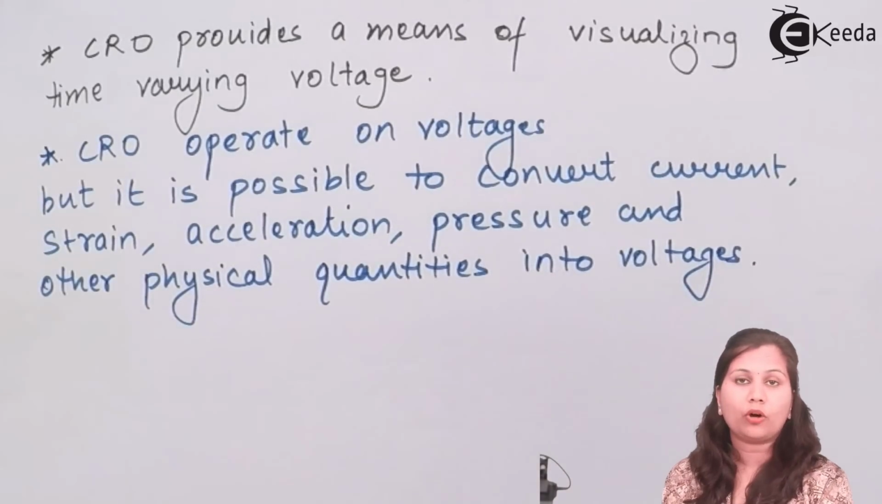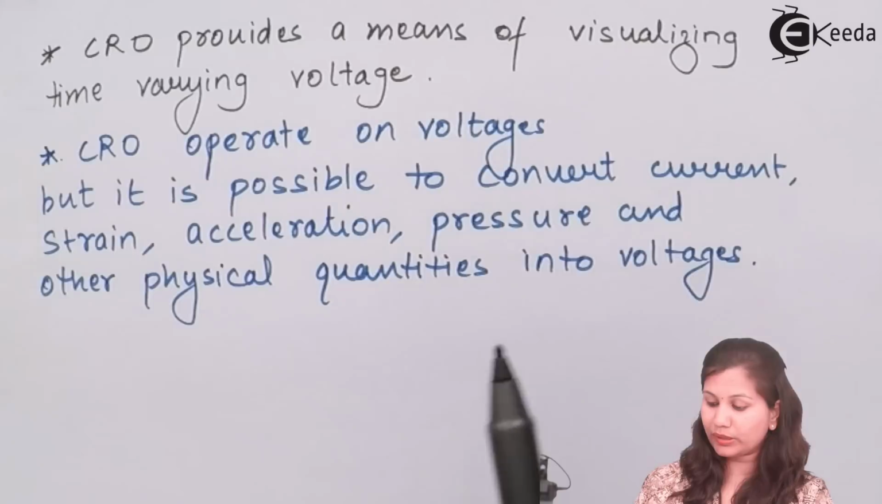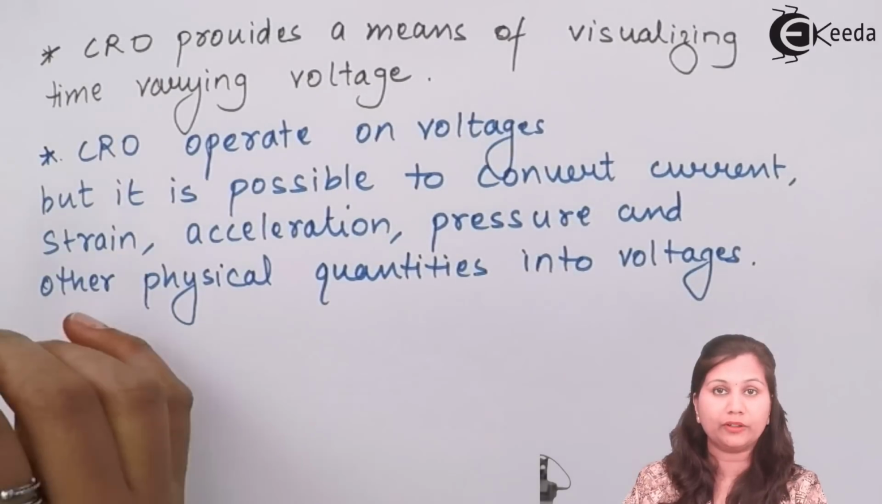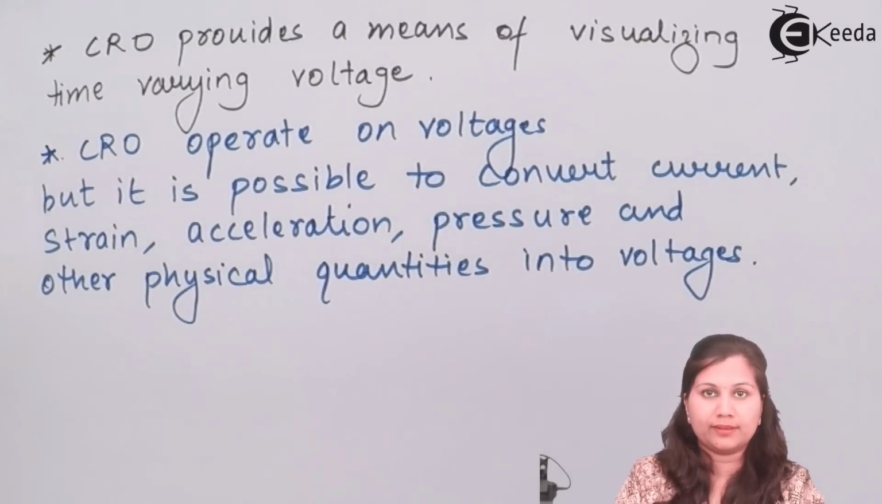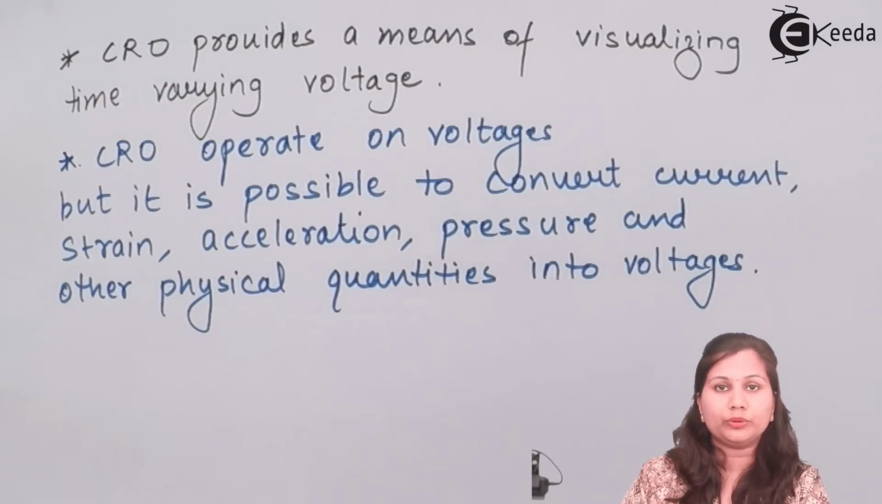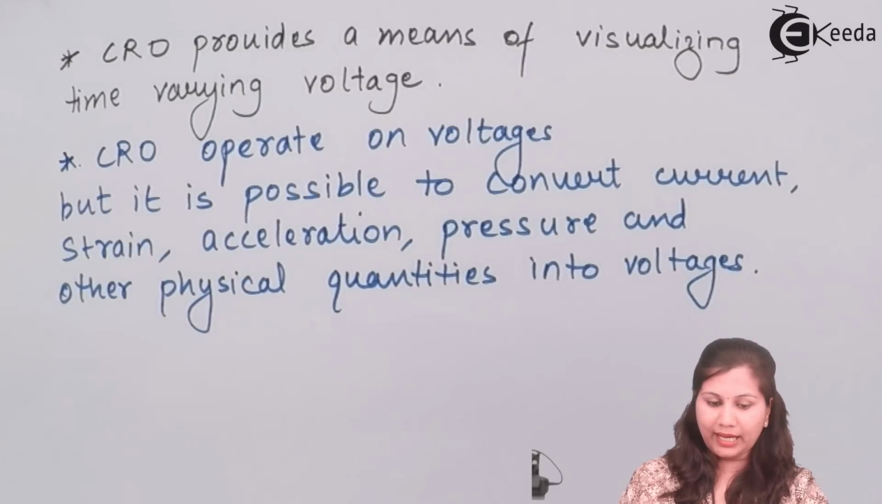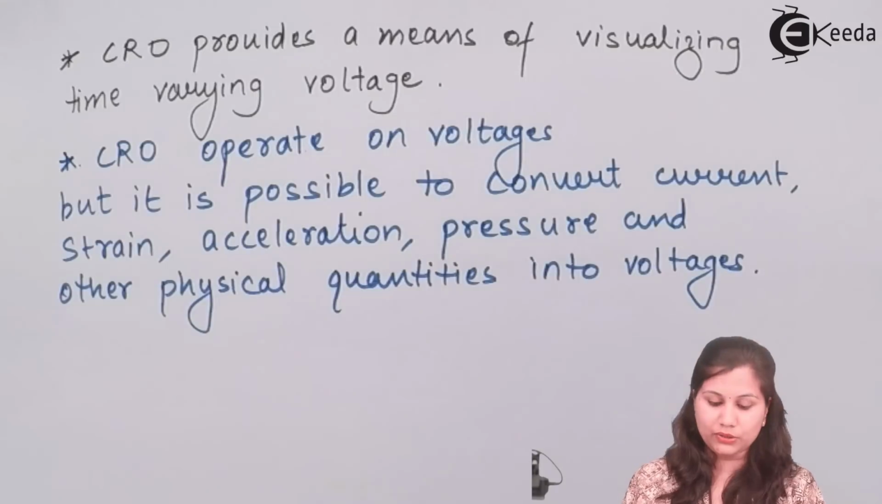So the CRO operates on voltages only, and we can analyze current, strain, acceleration, pressure and other physical quantities also with the help of the CRO by converting them into voltages with the help of transducers. So we can see that not only voltages but all other quantities can be analyzed or measured with the help of the CRO. So we can say that a wide variety of dynamic phenomena can be seen with the help of the cathode ray oscilloscope.